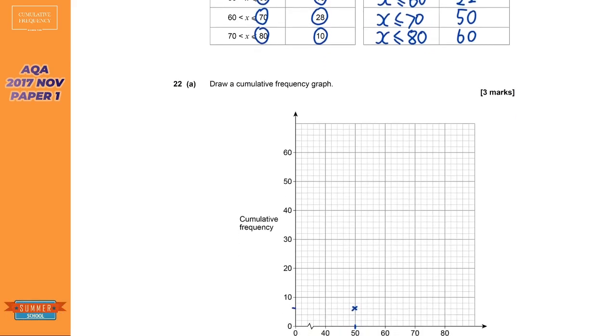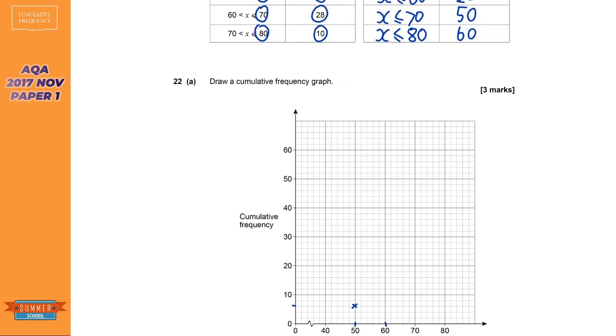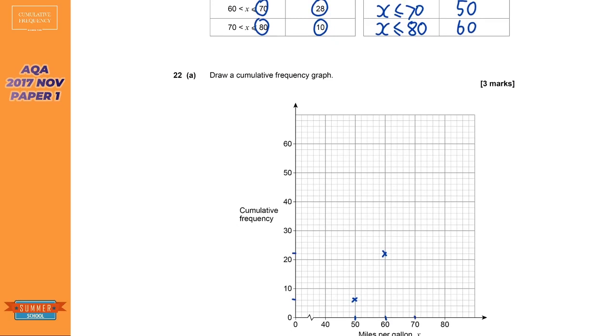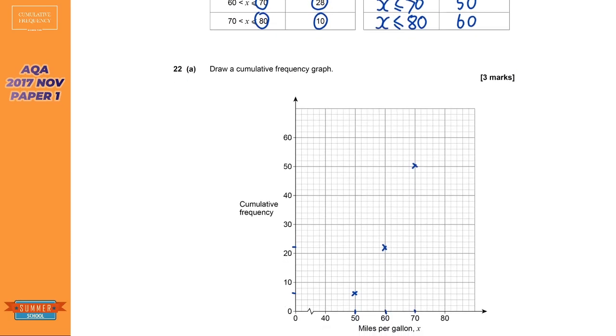So the next one's 60 and it's 22. So 60 and 22 will be here. So it will be here, and I can probably get that a bit better. There we are. Next one is 70 and 50. So 70 and 50. And then the last one is 80 and 60.